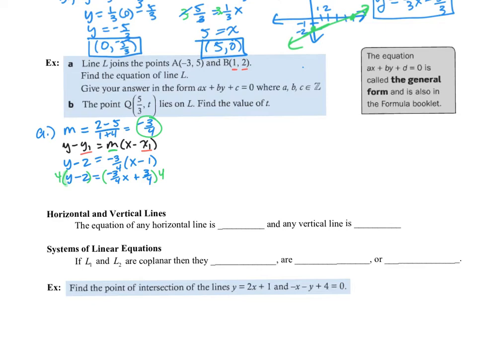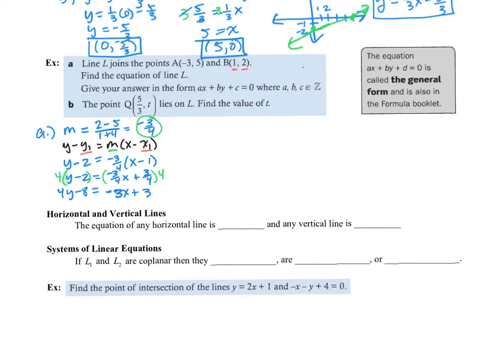So on the left, we would have 4y minus 8 equals, on the right, negative 3/4 times 4, I mean negative 3x. Basically, the 4's are just going to cancel. Okay, negative 3x. So when we take negative 3/4 times 4, the 4's will cancel. I get negative 3x. And then plus 3/4 times 4 gives us 3. So we've taken care of making sure that a, b, and c are all integers.